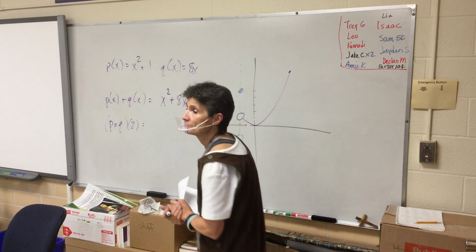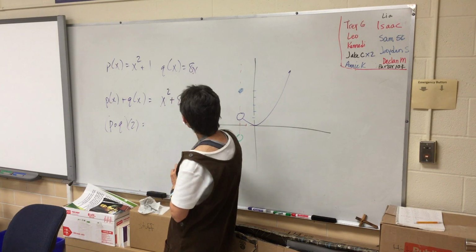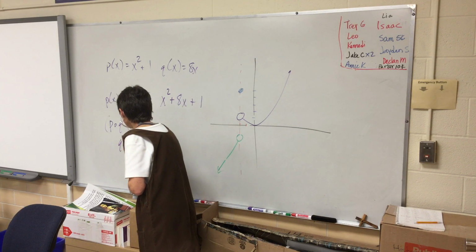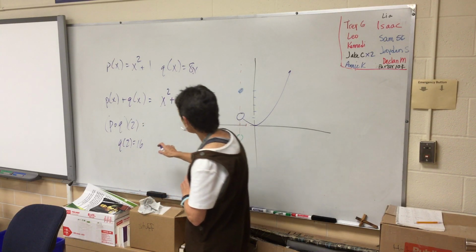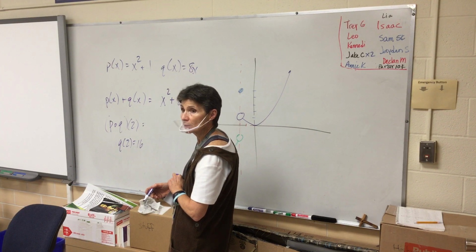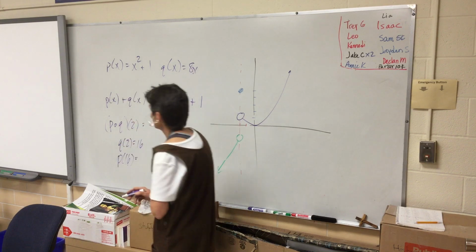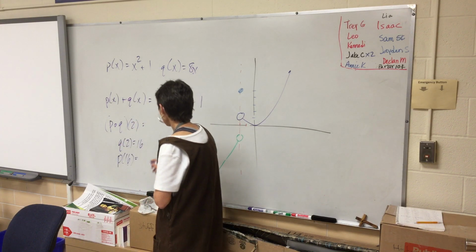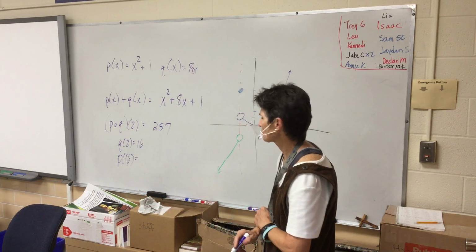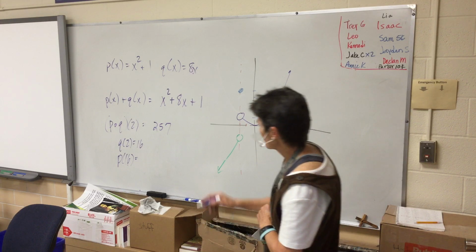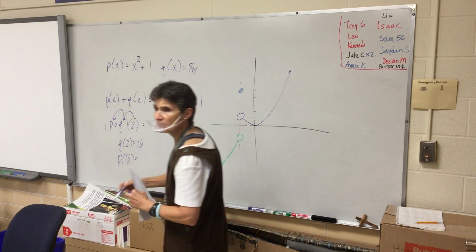What's that mean? 2 in the Q. Put 2 in the Q. So Q of 2 is 16. And then take the 16 and put it into P. What is that? 257? 16 squared plus 1. Remember, we go backwards. So 2 in the Q, and then that answer into P.